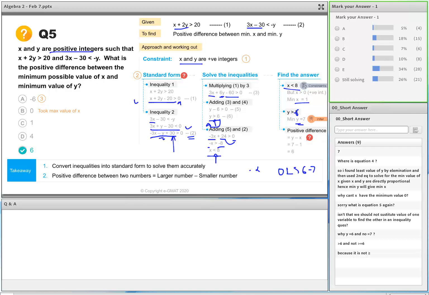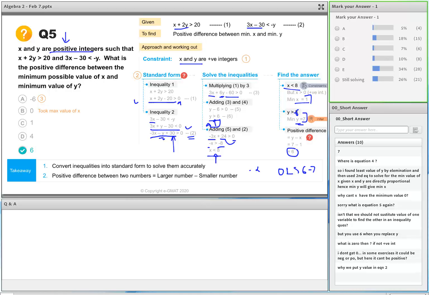I have another question. Why can x not take the value of 0? Because 0 is not a positive integer. And in the question, I need a positive integer. The minimum positive integer in the number system is equal to 1. So the value of x is equal to 1. The value of y is equal to 7. What is the positive difference? The positive difference is equal to 7 minus 1, which is equal to 6. Right? I hope the solution is clear to all of you.